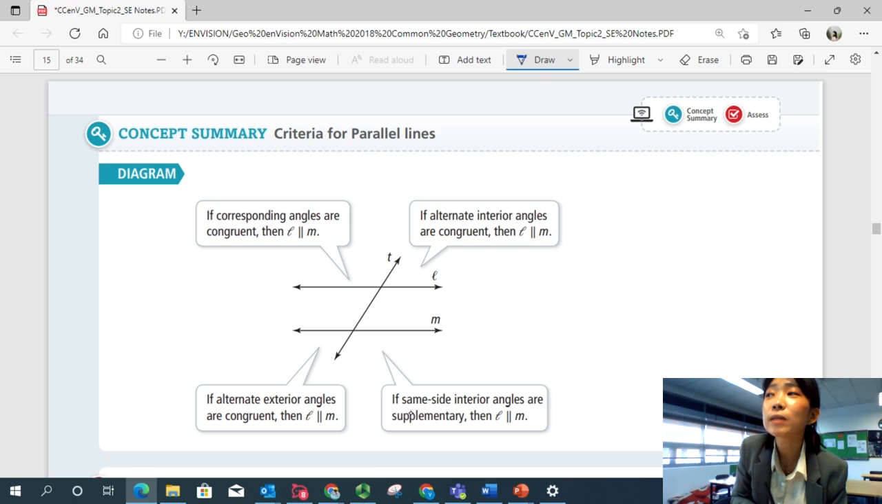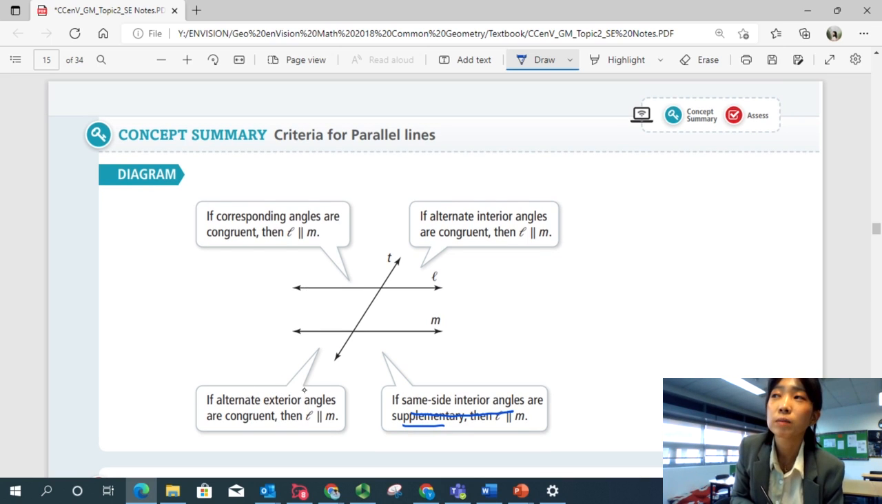Note that only same side interior angles must be supplementary. All the other theorems say they must be congruent. So please don't get that mixed up. Same side interior angles must be supplementary. They're not congruent.